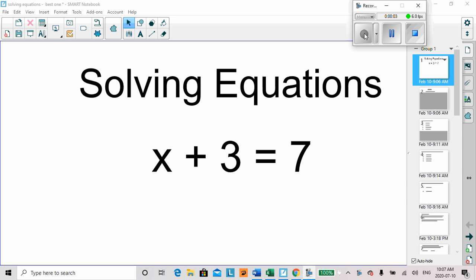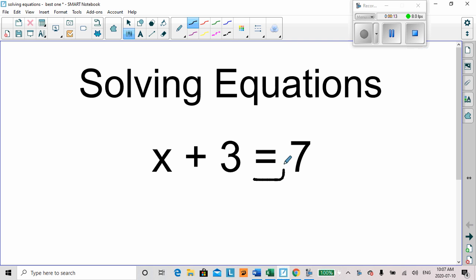Now we're going to learn about solving equations. So this is different than what we were doing with algebra because now an equation is something that has an equal sign in it. So we can solve this. It's like a puzzle to say, what would this variable have to be worth to make this statement true?